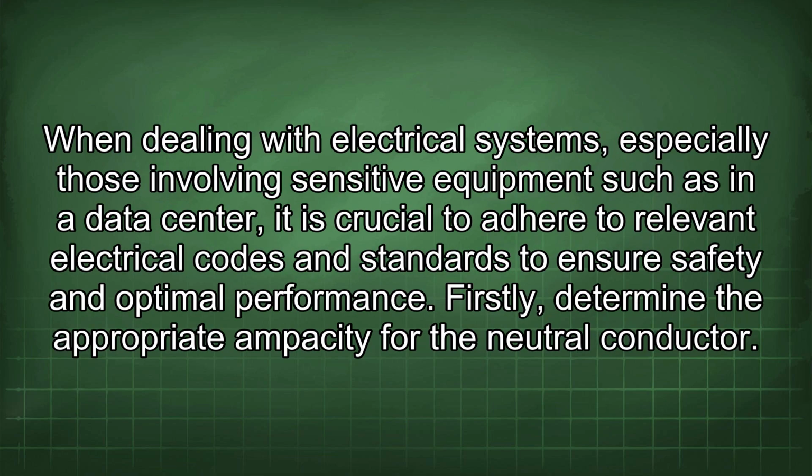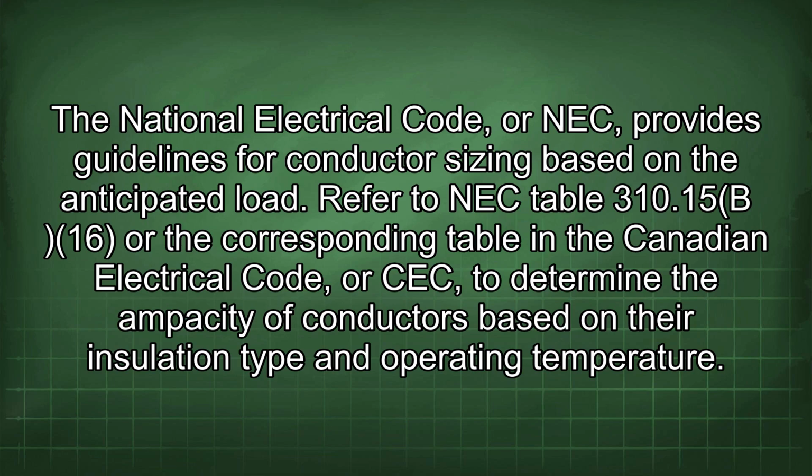When dealing with electrical systems, especially those involving sensitive equipment such as in a data center, it is crucial to adhere to relevant electrical codes and standards to ensure safety and optimal performance. Firstly, determine the appropriate ampacity for the neutral conductor. The National Electrical Code, or NEC, provides guidelines for conductor sizing based on the anticipated load. Refer to NEC Table 310.15(B)(16) or the corresponding table in the Canadian Electrical Code, or CEC, to determine the ampacity of conductors based on their insulation type and operating temperature.